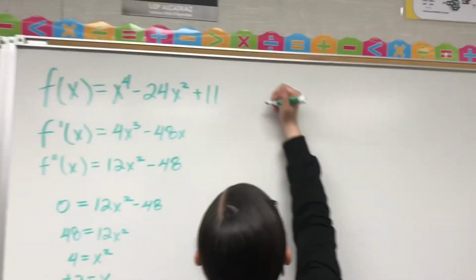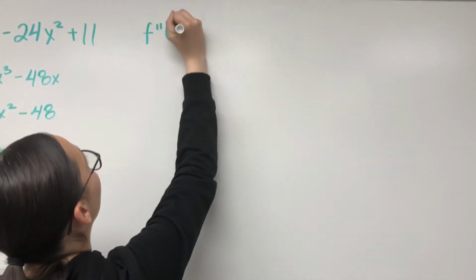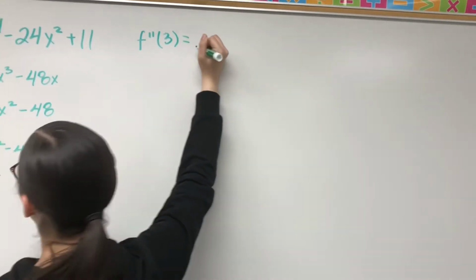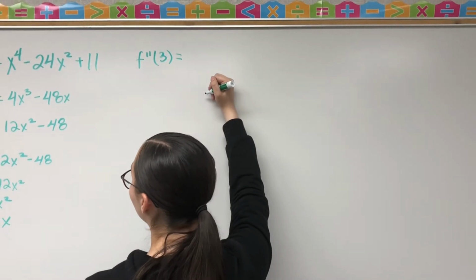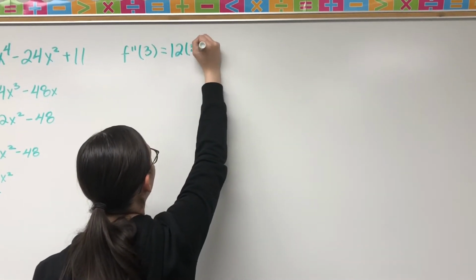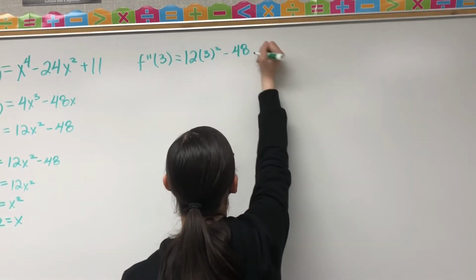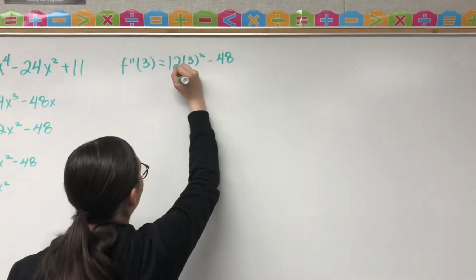Then we're going to choose points that are close to the point of inflection, which is 2. So we chose 3, 0, and negative 3. So when we plug in 3 to the second derivative equation, we get 12 times 3 squared minus 48, which is just 108 minus 48, which gives us 60.